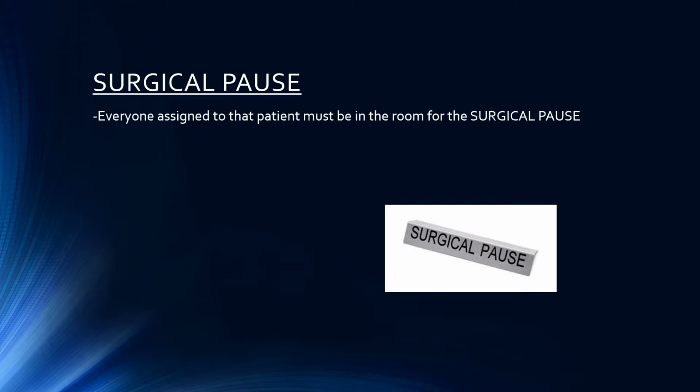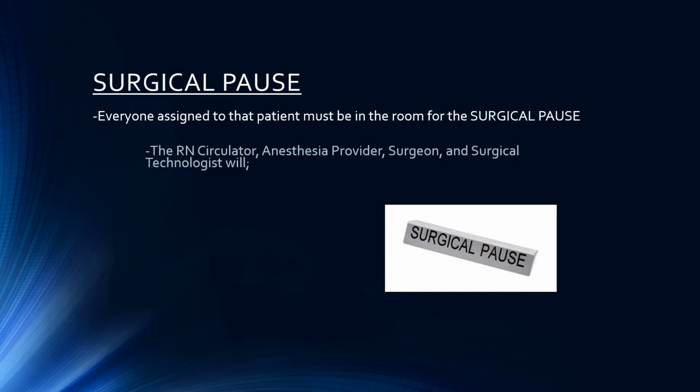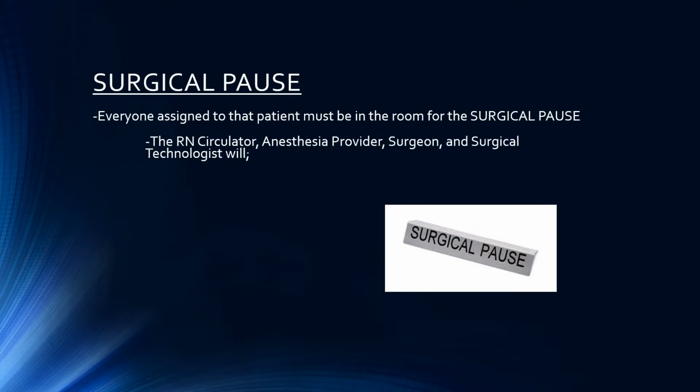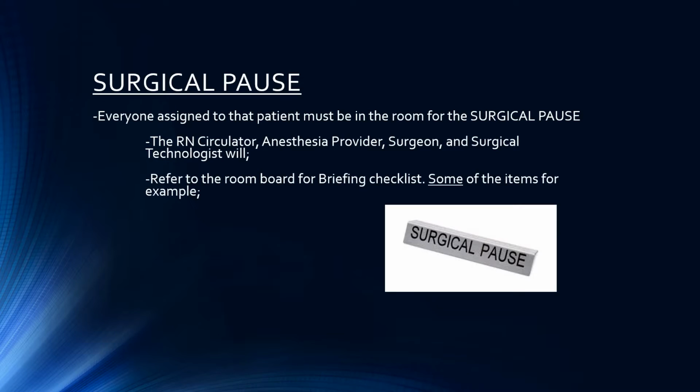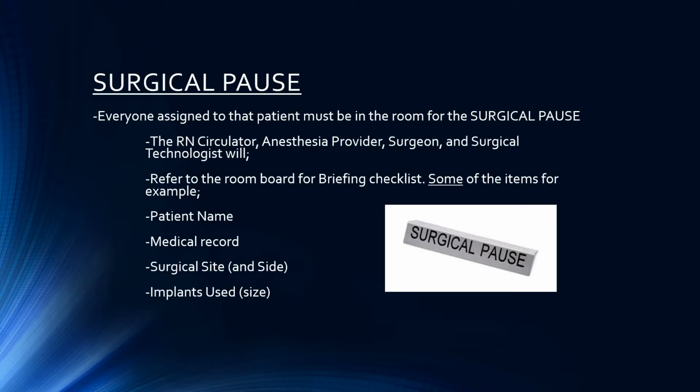Continuing with the surgical pause, everyone assigned to the patient must be in the room for the surgical pause. The RN circulator, the anesthesia provider, the surgeon, and the surgical technologist all will refer to the room board for the briefing checklist. And there is a checklist, and some of the items, for example, are the patient name, the medical record, the surgical site, the type of implants, the procedure, and anything that's important to the patient itself.